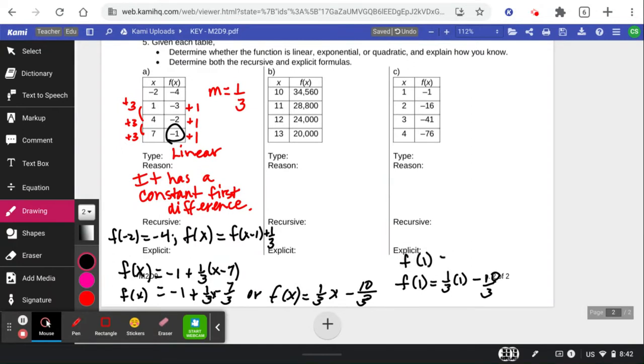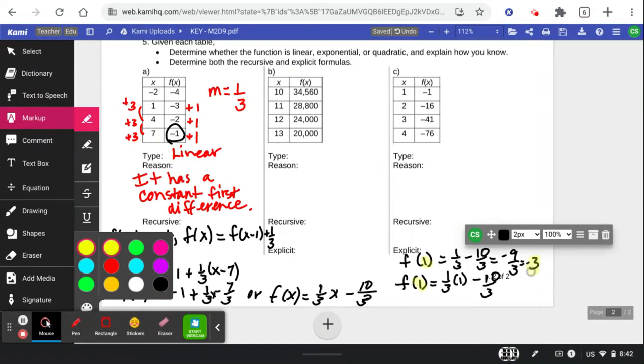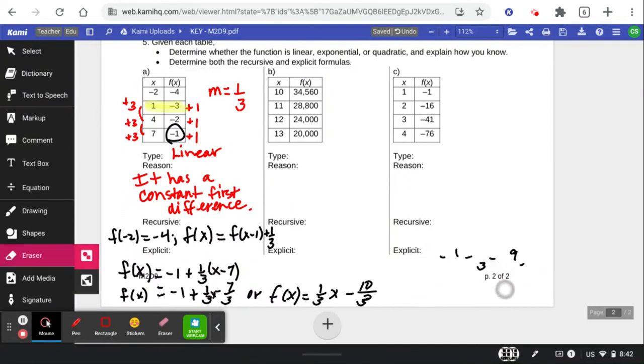So f of 1 equals 1/3 minus 10/3. Well, that equals -9/3, which is -3. And if I look up here, when I plugged in a 1, I got an output of -3, and that's what I'm supposed to get from the table. Let's do another one just to be sure that our explicit is good.